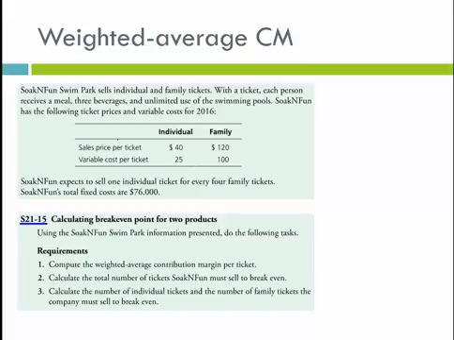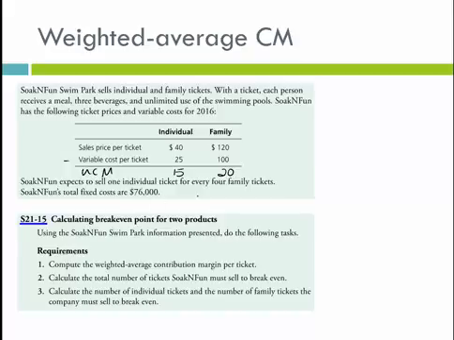So we have different contributions, right? The unit contribution margin for each of these will be the sales minus the variable cost. For individual tickets, the unit contribution is 15, and for the family tickets, it's 20. But we can't just average them together because they expect to sell one individual ticket for every 4 family tickets. So they're selling a lot more family tickets, which changes everything. And their fixed costs are $76,000.